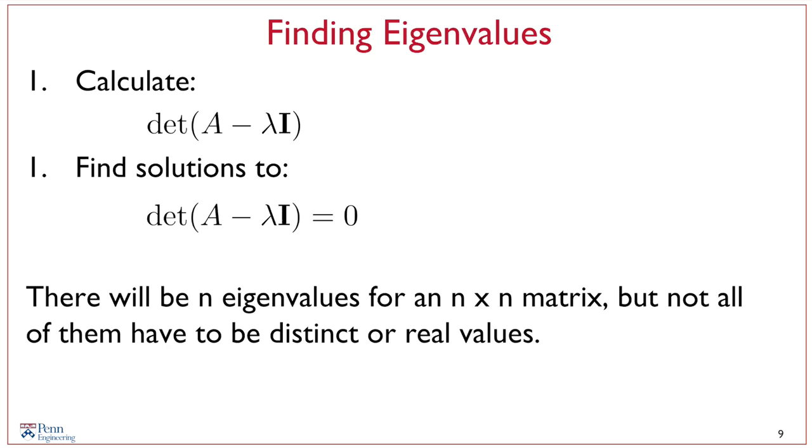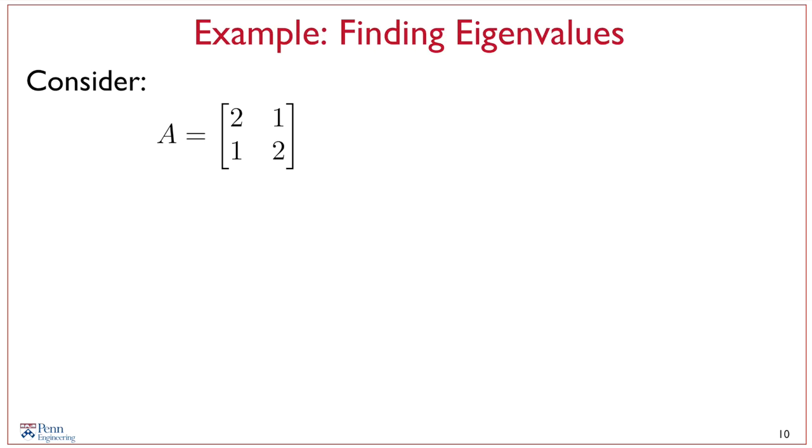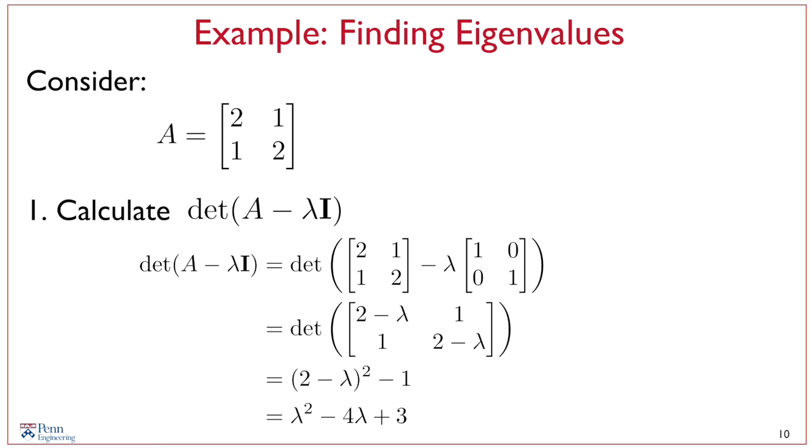Let's work through an example. Consider the following matrix A. First, we want to calculate the determinant of A minus λI. Using the equation for finding the determinant of a 2 by 2 matrix, we arrive at the following expression for the determinant. Note that this expression is a quadratic function in terms of the unknown eigenvalue λ.